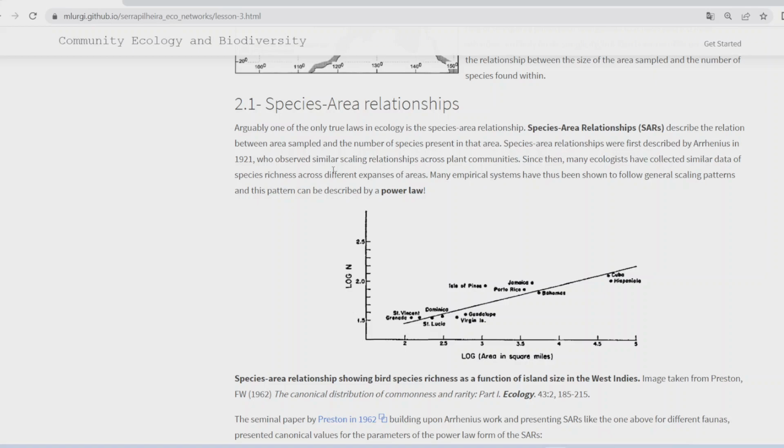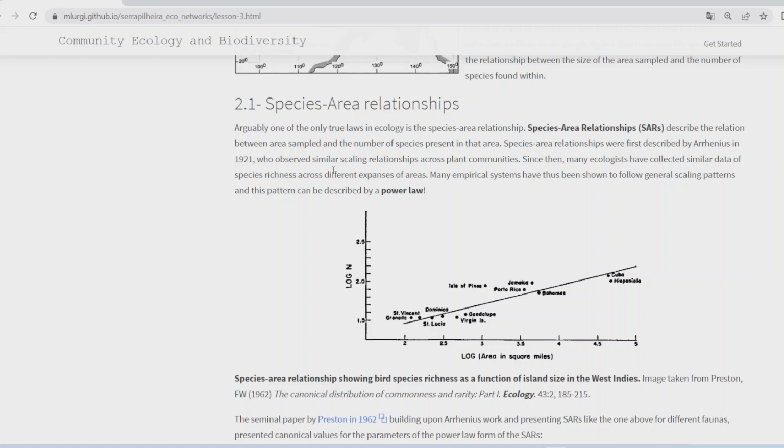And this is perhaps the first true law in ecology. Some people have thought of it in this way. The reason is that it's a universal pattern. It has been seen, as I said, in many different systems across many different taxonomic groups.